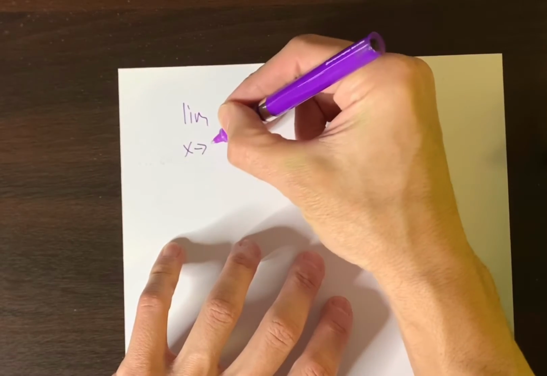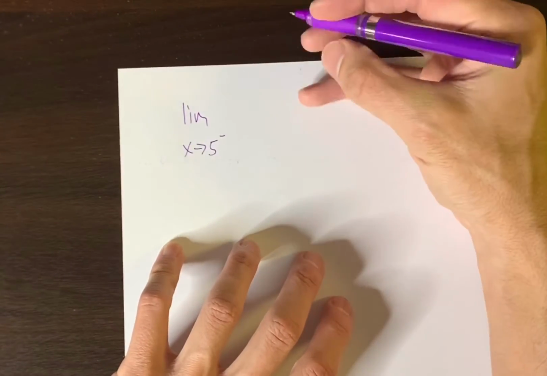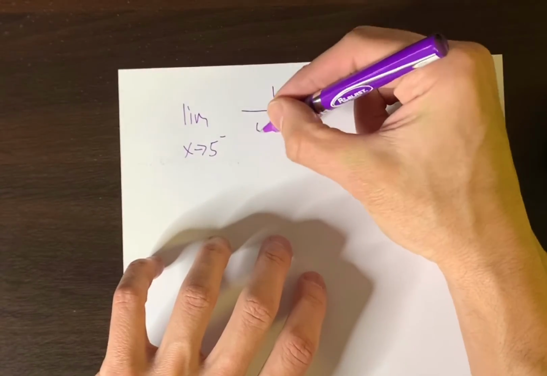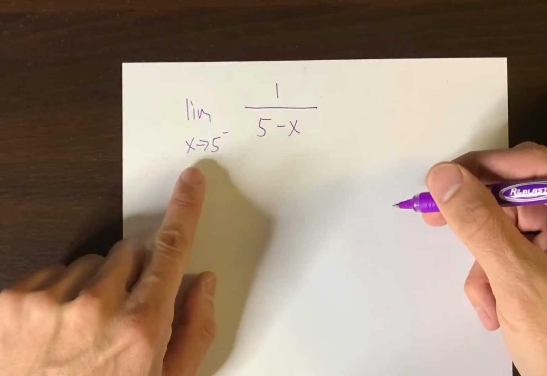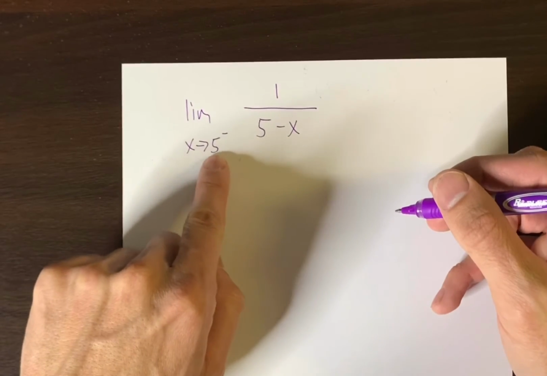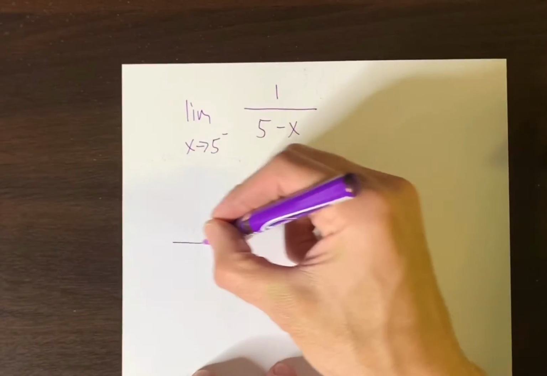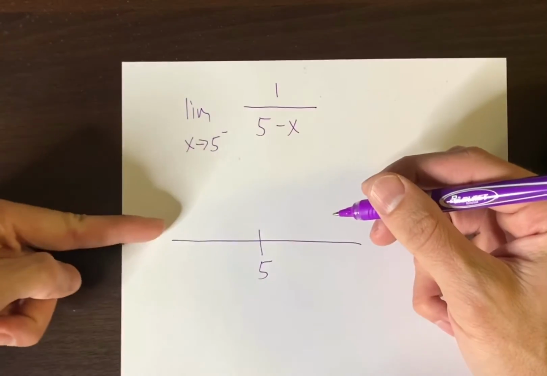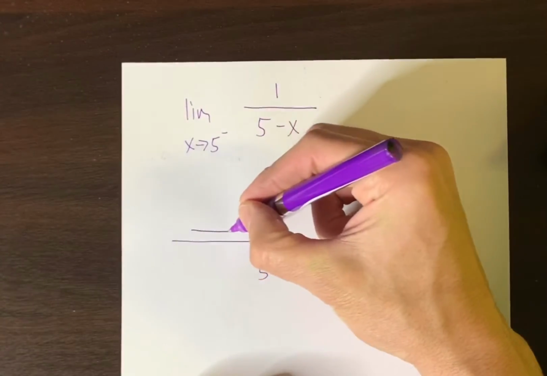The limit as x approaches 5 from the left of an expression that said, let's say, 1 over, how about 5 minus x? So what exactly am I getting close to? I'm getting close to 5 from the left. Think of the number line. Here is 5. I'm approaching it from the left-hand side, so I'm coming at it from this direction.